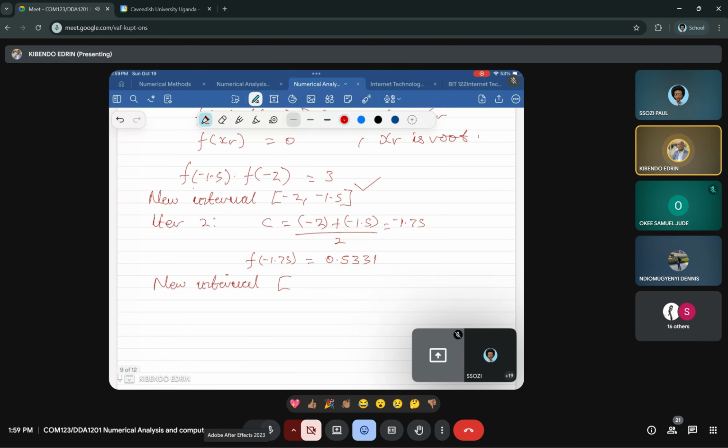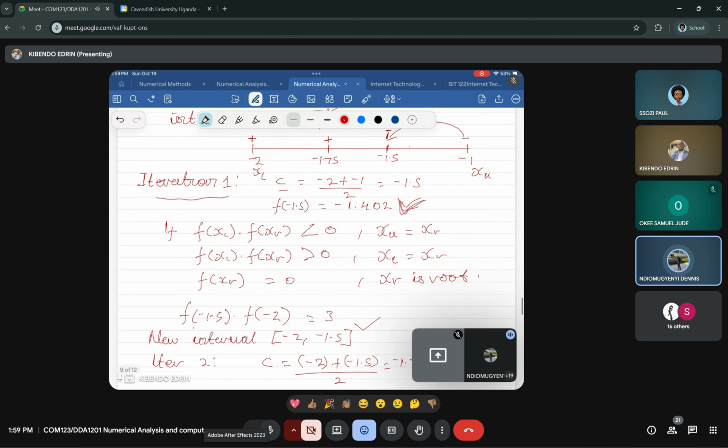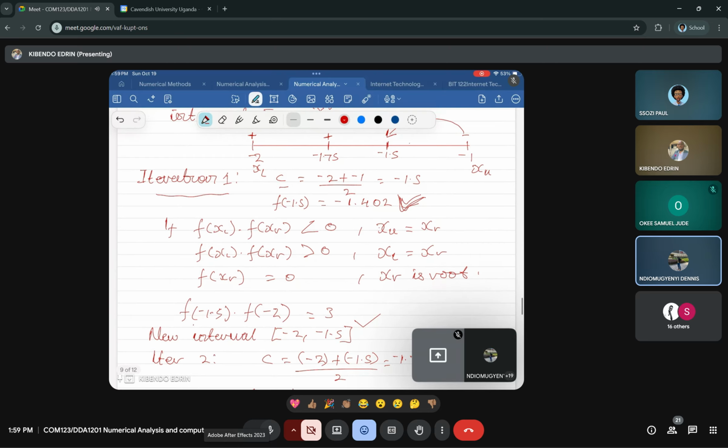Now, what is the new interval now that you've understood? What is the new interval here? The new interval will be negative 1.75 and negative 1.5.